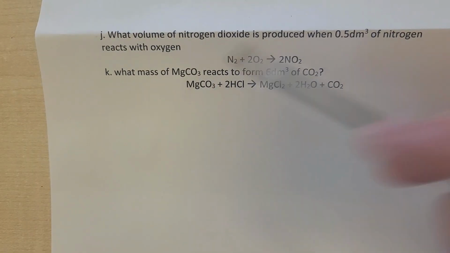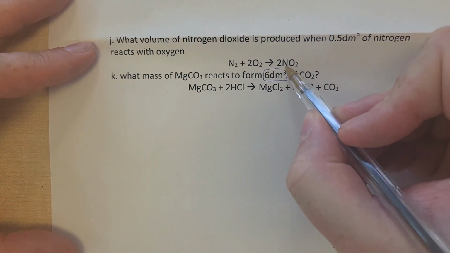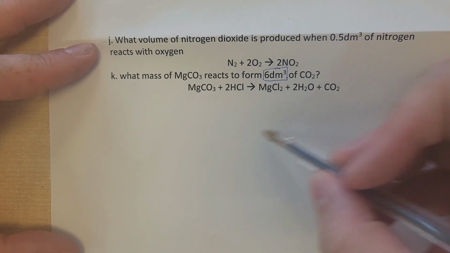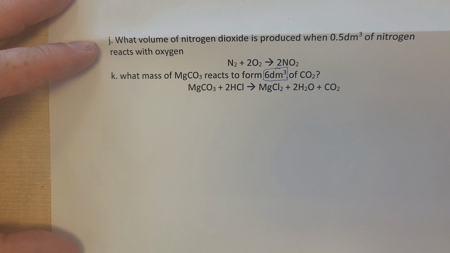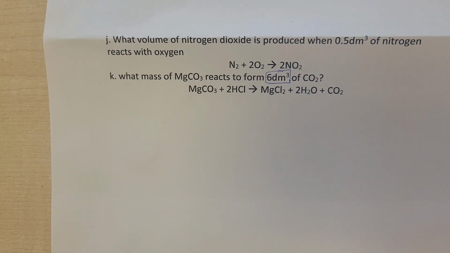What mass of magnesium carbonate reacts to form 6 decimeters cubed of CO2? I'm not going to show you fully how to do that, but we're going to need to think about that in the same way. We're first going to need to use 24 decimeters cubed per mole to work out the number of moles of CO2, and then we can work backwards from there to work out the total mass of magnesium carbonate that's required. This is usually a 3 to 4 mark question in your GCSE paper.